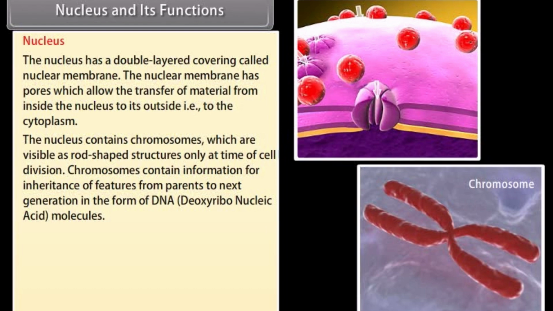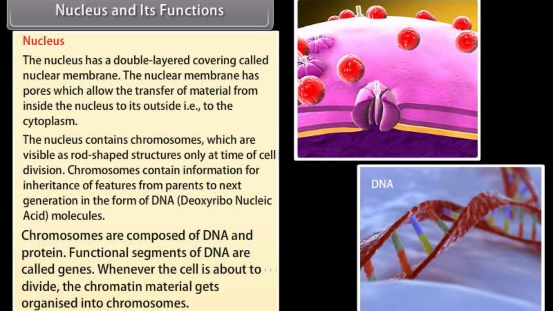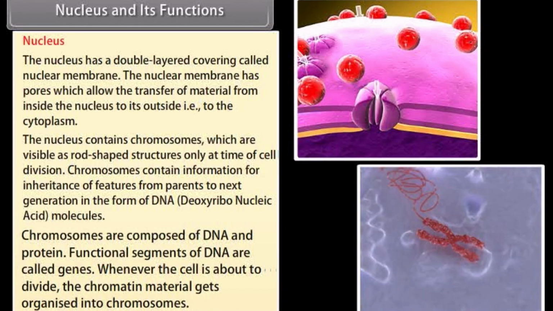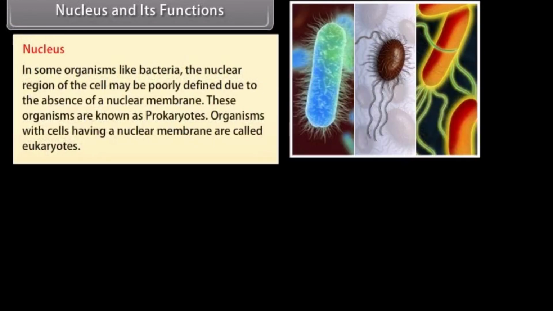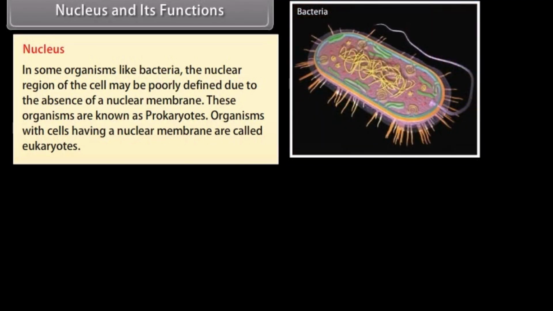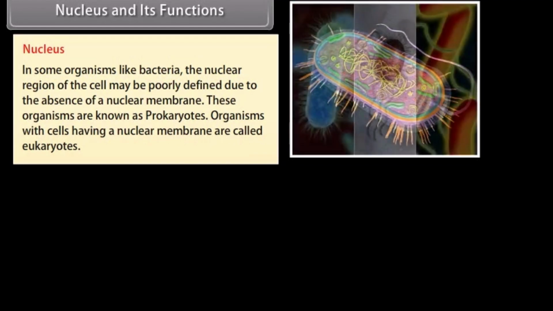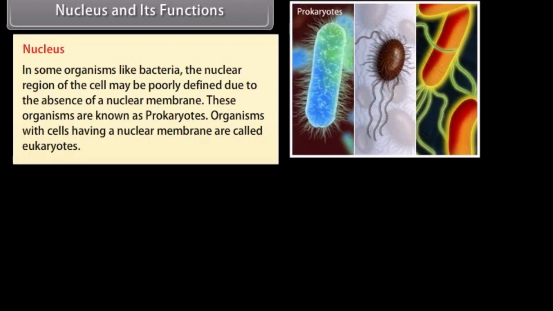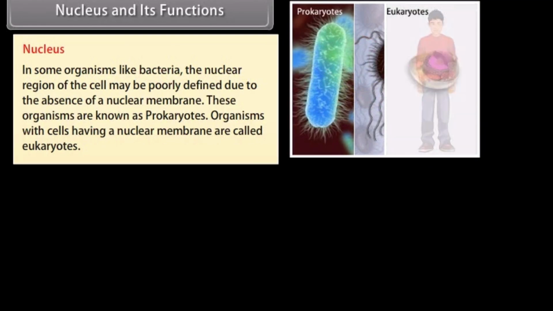Chromosomes contain information for inheritance of features from parents to the next generation in the form of DNA, deoxyribonucleic acid molecules. Chromosomes are composed of DNA and protein. Functional segments of DNA are called genes. Whenever the cell is about to divide, the chromatin material gets organized into chromosomes. In some organisms like bacteria, the nuclear region of the cell may be poorly defined due to the absence of a nuclear membrane. These organisms are known as prokaryotes. Organisms with cells having a nuclear membrane are called eukaryotes.